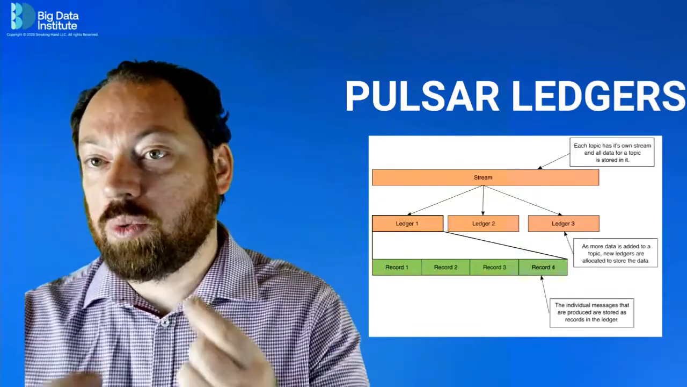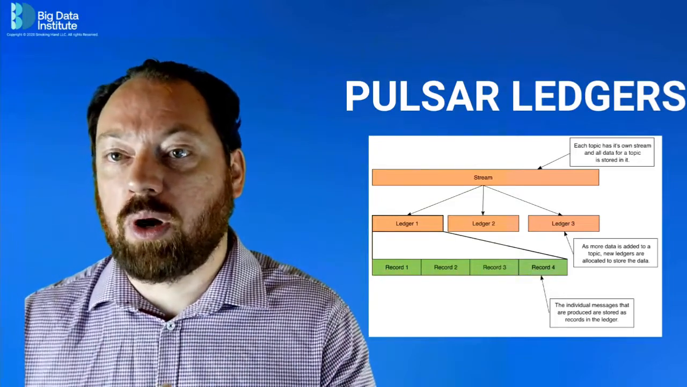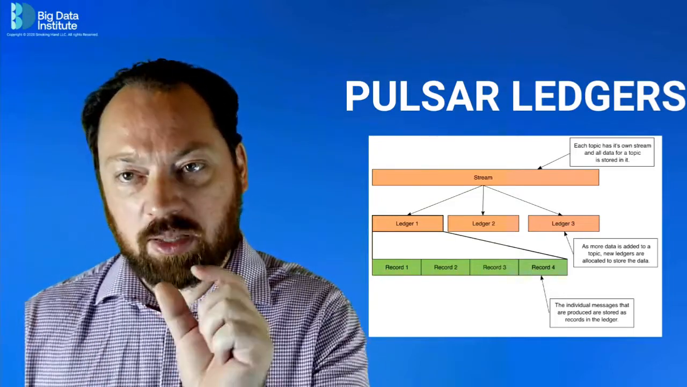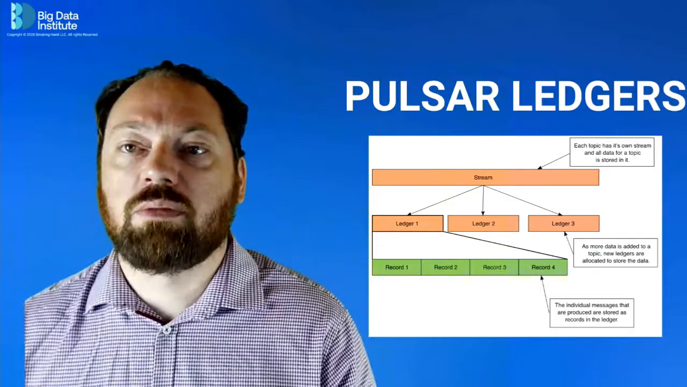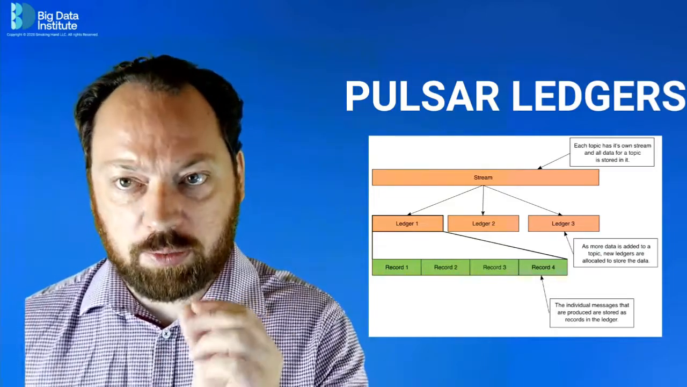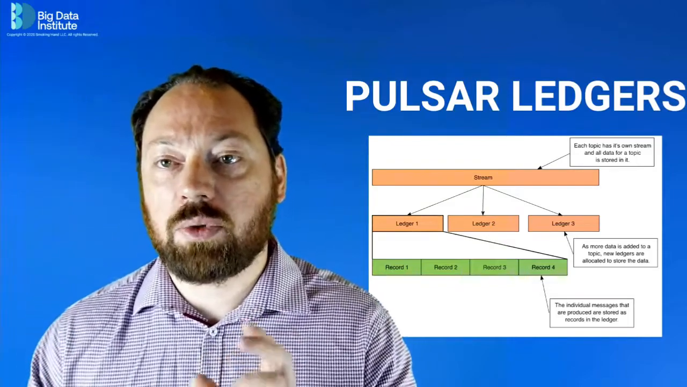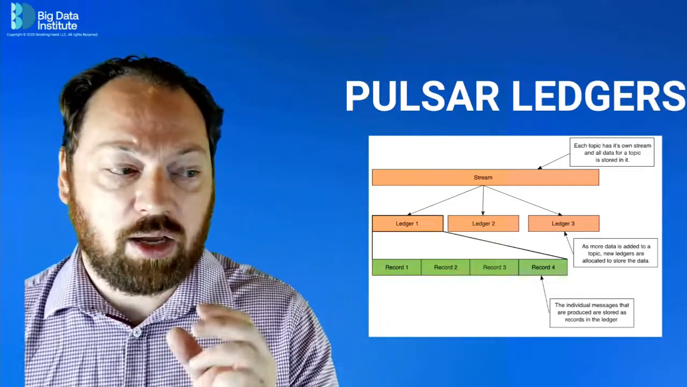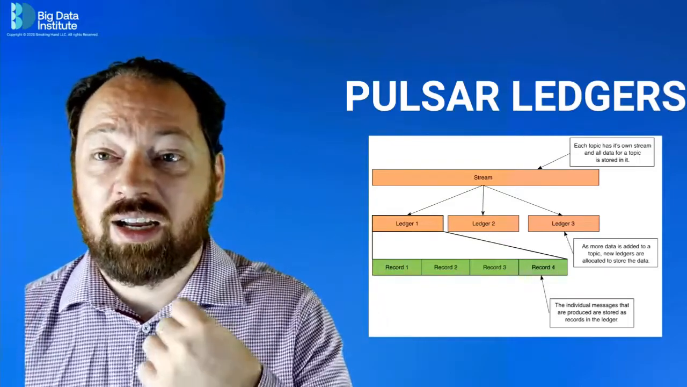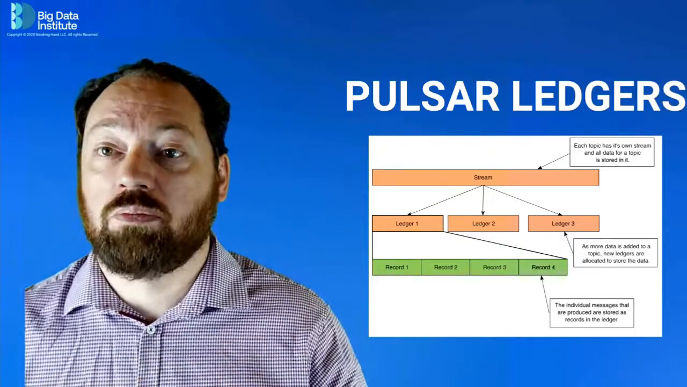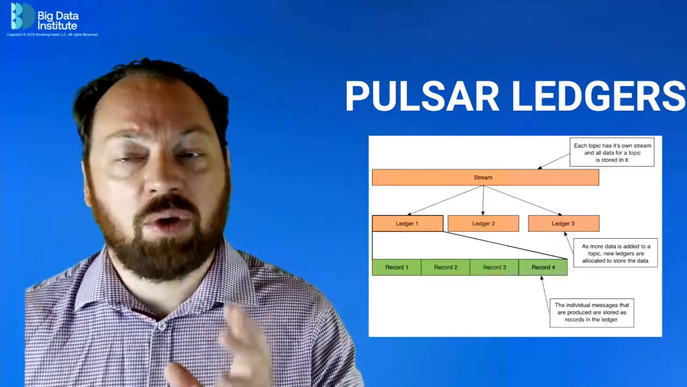This nuance, or this difference between partitions and ledgers, may sound like a very small difference, but it's actually a substantial difference because it allows Pulsar to do some very interesting new things. It allows Pulsar to store data, move data, and manipulate data in a way that Kafka can't.